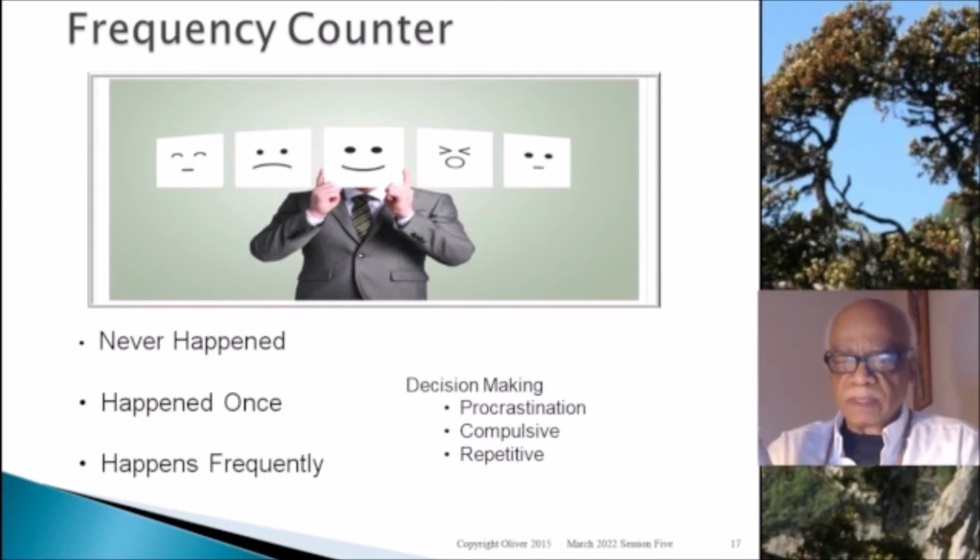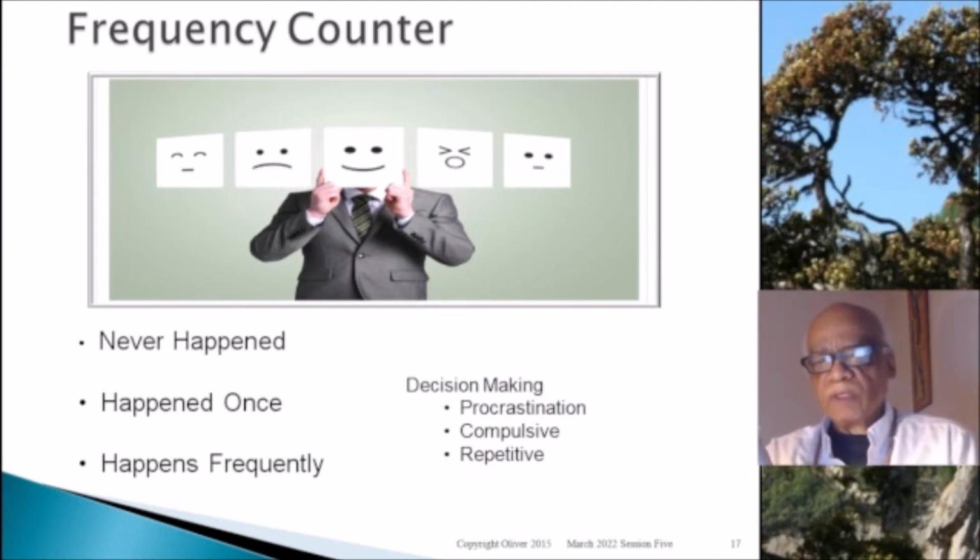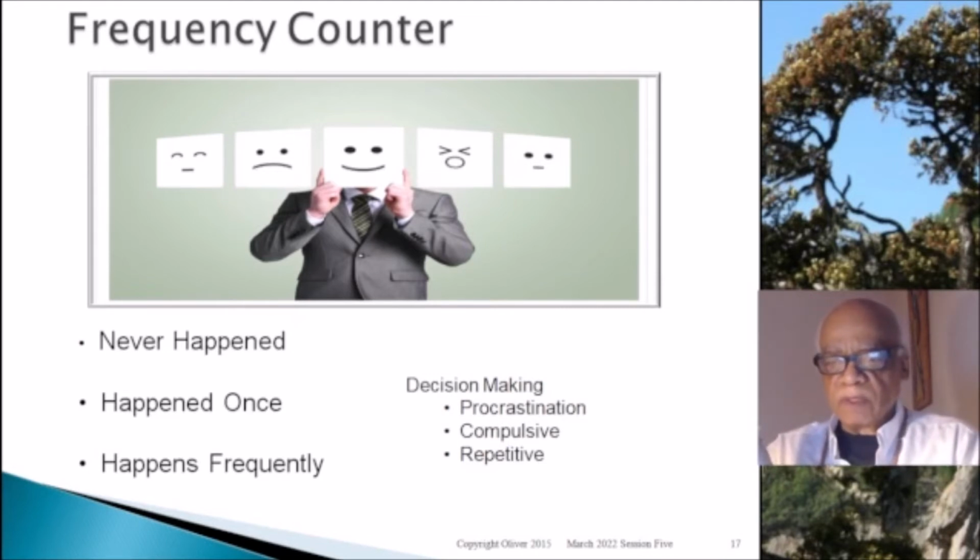Let me give you an example. People who are heavily triggered by the frequency counter of 0 may become very, very evasive and very nervous when being asked to do something that they've never done. So this frequency counter is just something to be observed, because it tends to radiate, just like with the direction filter. The way you view the never happened, happened once, or happened frequently can affect the way you deal with larger aspects of your life.